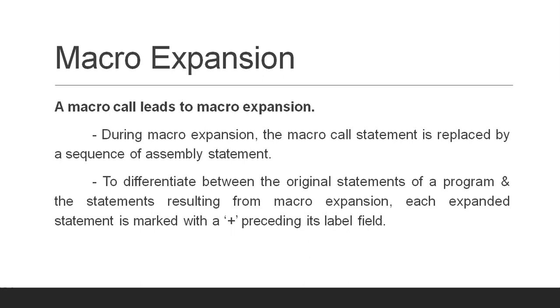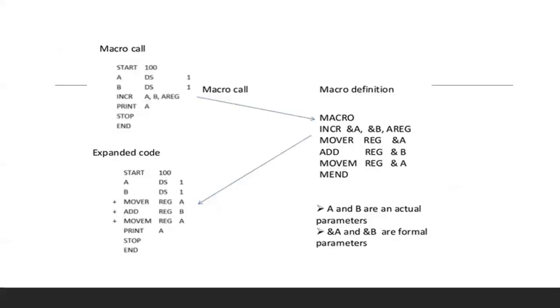So we will see this slide using the example. So this is a macro call. Macro call leads to macro expansion. So this is what is macro expanded. Instead of this line, new expanded code is generated, that is move, add and move. These three statements are included in the main program. So from the macro, these three important statements which are carrying some operation are expanded here.